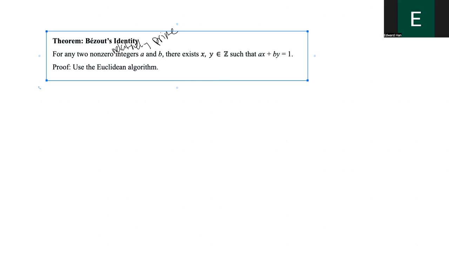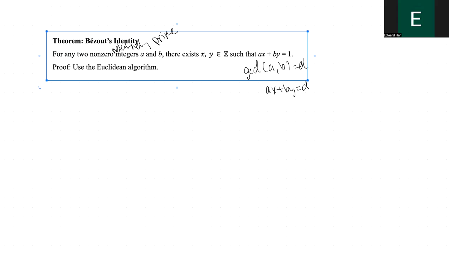And the generalization is that if the GCD of a and b is equal to d, then you can find integers x and y such that ax plus by equals d. That's not very important today. Anyways, for the proof, you can use the Euclidean algorithm for the GCD, and you can search that up, but I won't be covering that today, or else we're going to take way too long.